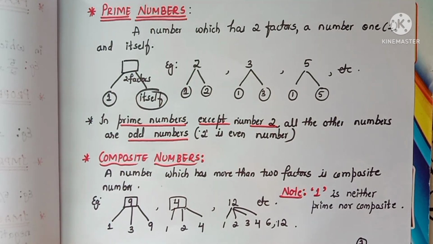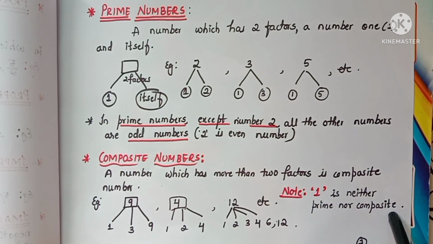Students, remember that 1 is neither a prime number nor a composite number. Why is 1 not a prime number? Because the only factor of 1 is 1. But in prime numbers, the number of factors should be 2. Therefore, 1 cannot become a prime number. Why is it not a composite number? Because in composite numbers, the number of factors should be more than 2. The only factor of 1 is 1. Therefore, it is not a composite number.